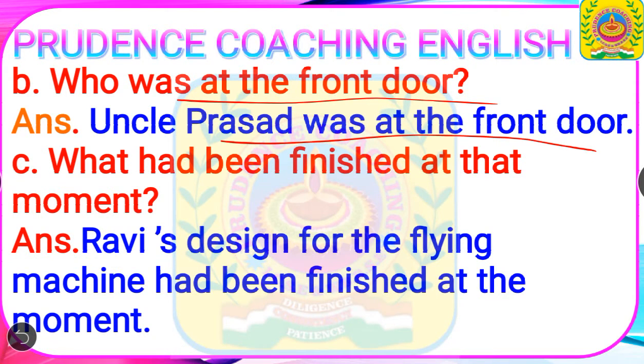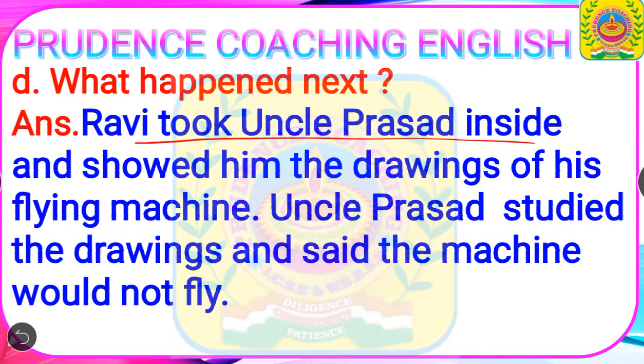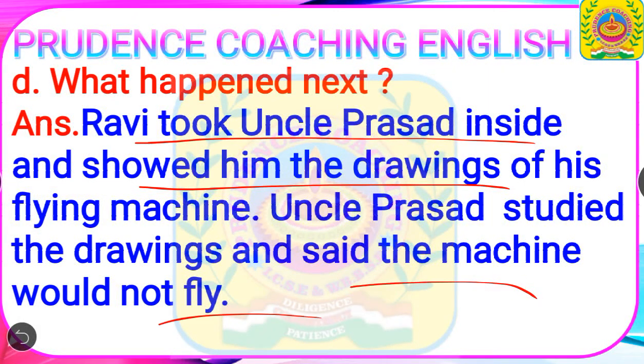Next question. What had been finished at that moment? Answer. Ravi's design for the flying machine had been finished at that moment. Next question. What happened next? Answer. Ravi took Uncle Prasad inside and showed him the drawings of his flying machine. Uncle Prasad studied the drawings and said the machine would not fly.